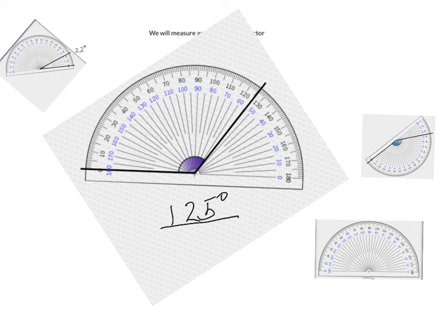And what type of angle is this? It's greater than 90 degrees and less than 180. So it's obtuse. And our first one was greater than 0 but less than 90. So that one was acute.